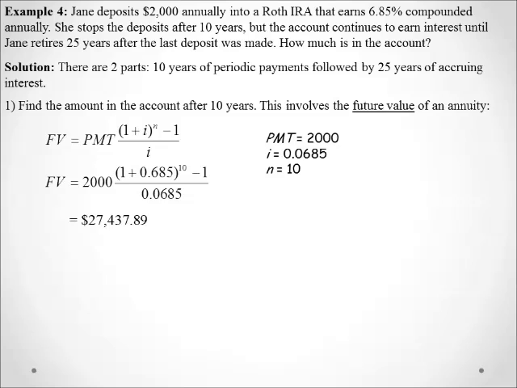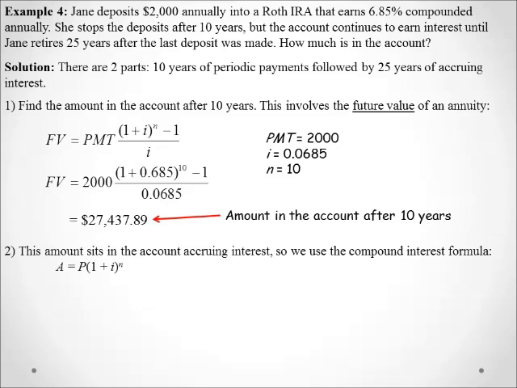So you know the drill here. We run this through and we get, after 10 years, Jane has $27,437.89. So now that money is going to sit in an account just collecting interest. That's a regular compounding problem. So we use the compound interest formula. We're no longer putting deposits in, it's just sitting there.